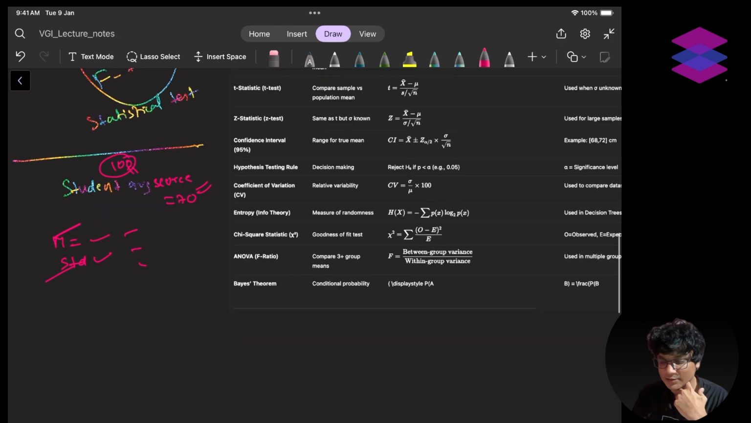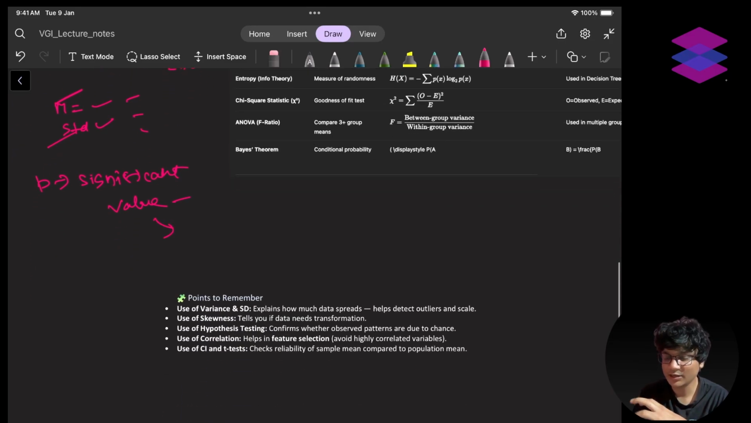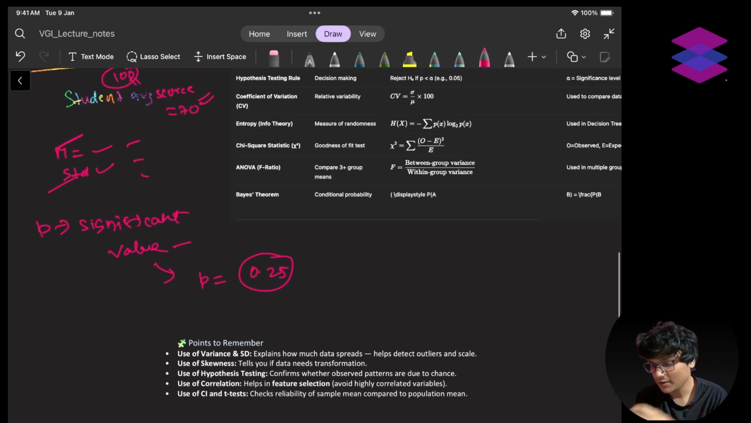Okay, now someone has given you a p value. Now what is basically p value? So in statistics, p value is something called a significant value. Okay, significant value. What is actually significant value? Okay, so significant value is already determined or decided by your domain expertise, right? So let's say that if someone has defined the p value as, let's say, 0.25, something like that. Okay, now what does that mean?